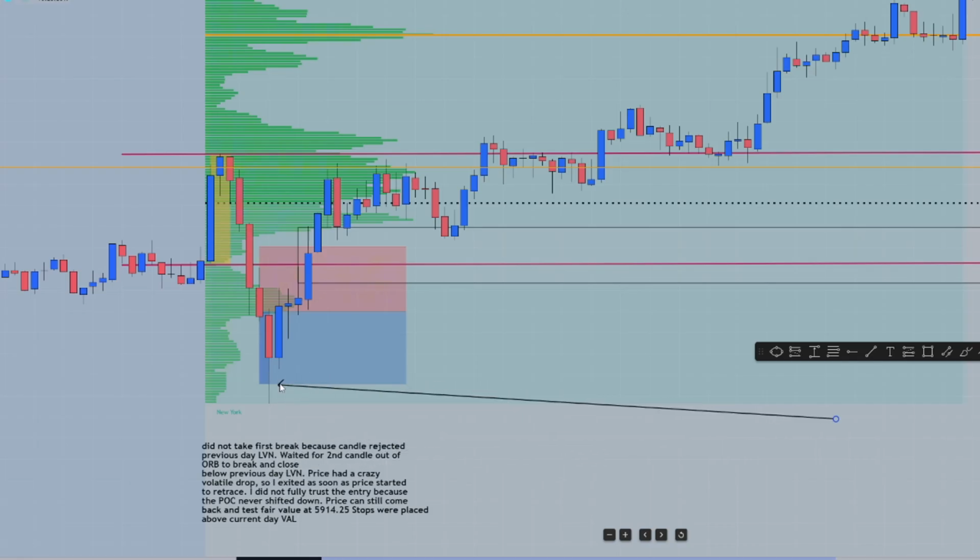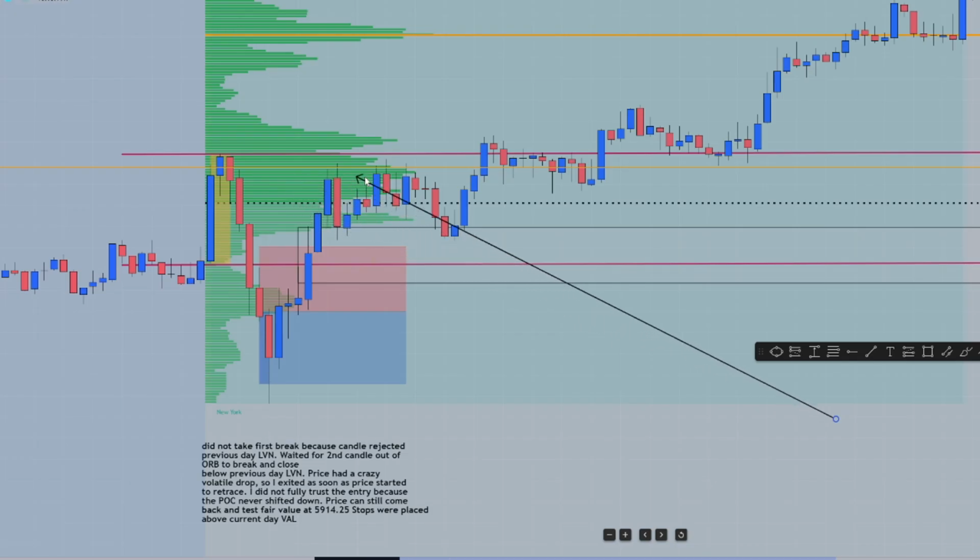I exited right here. And I did not fully trust the entry because the POC never shifted down. Price can still come back and test fair value at 59.14. Stops were placed above current day VAL. So as the day goes on, your current day POC, point of control, and VAL, VAH, it moves because the day is going on and it changes.